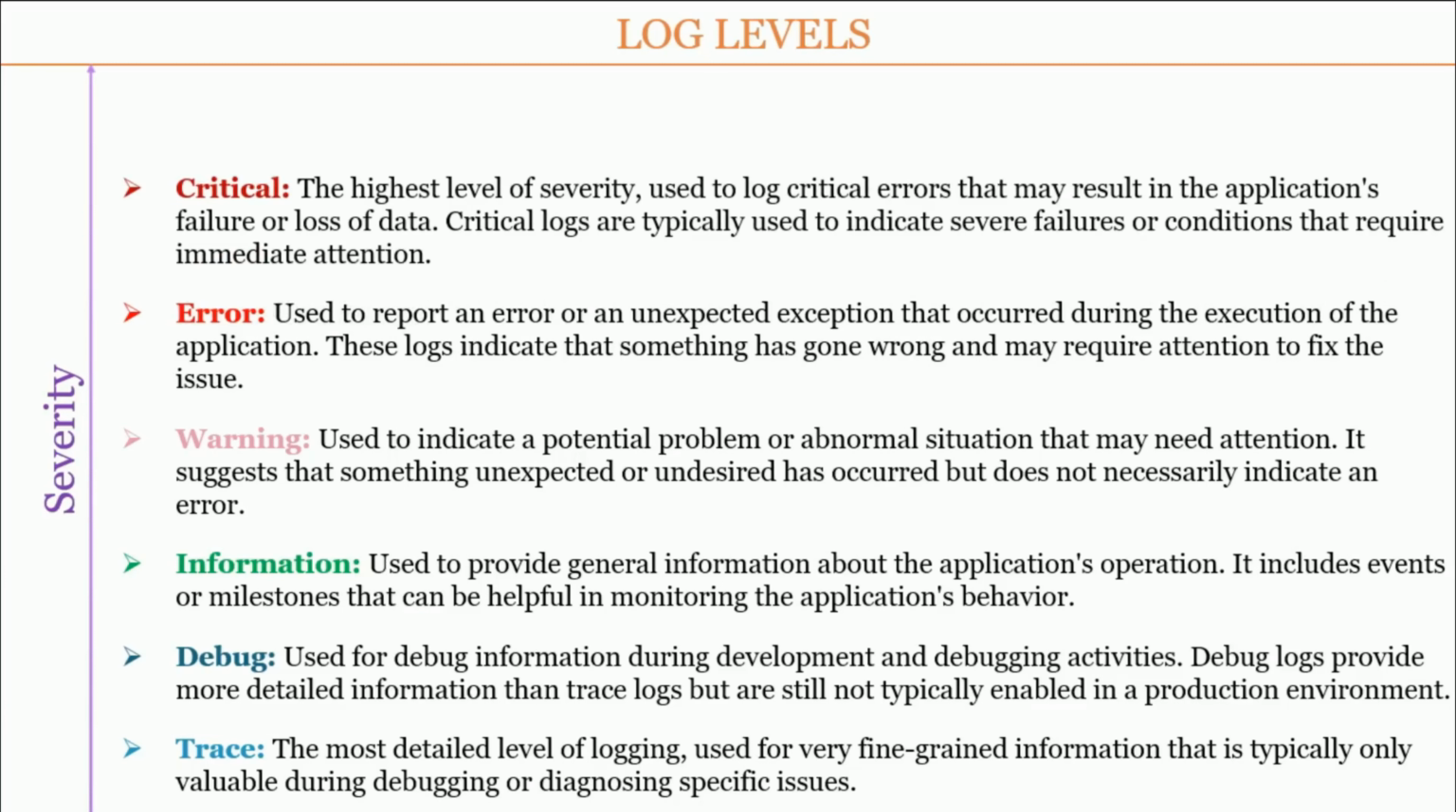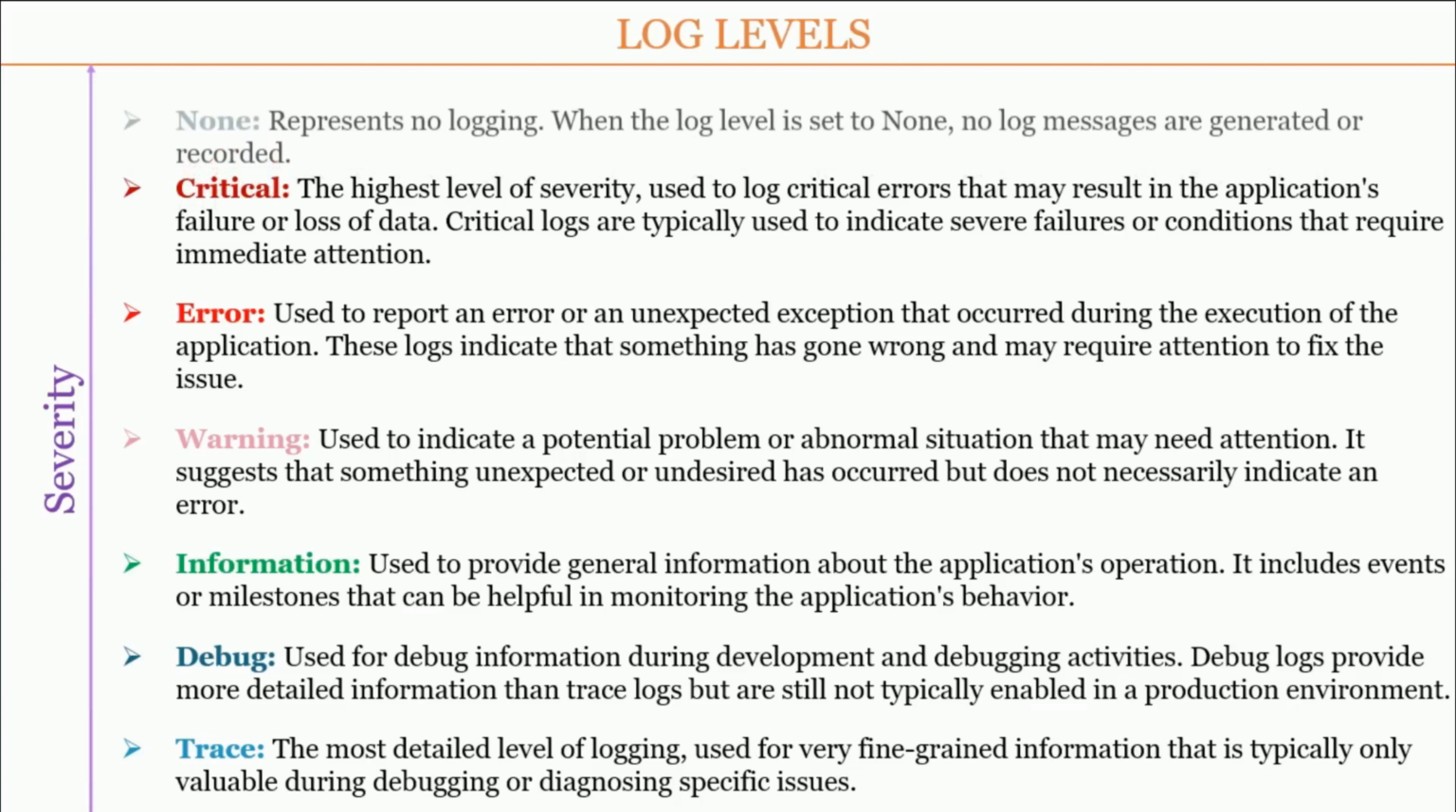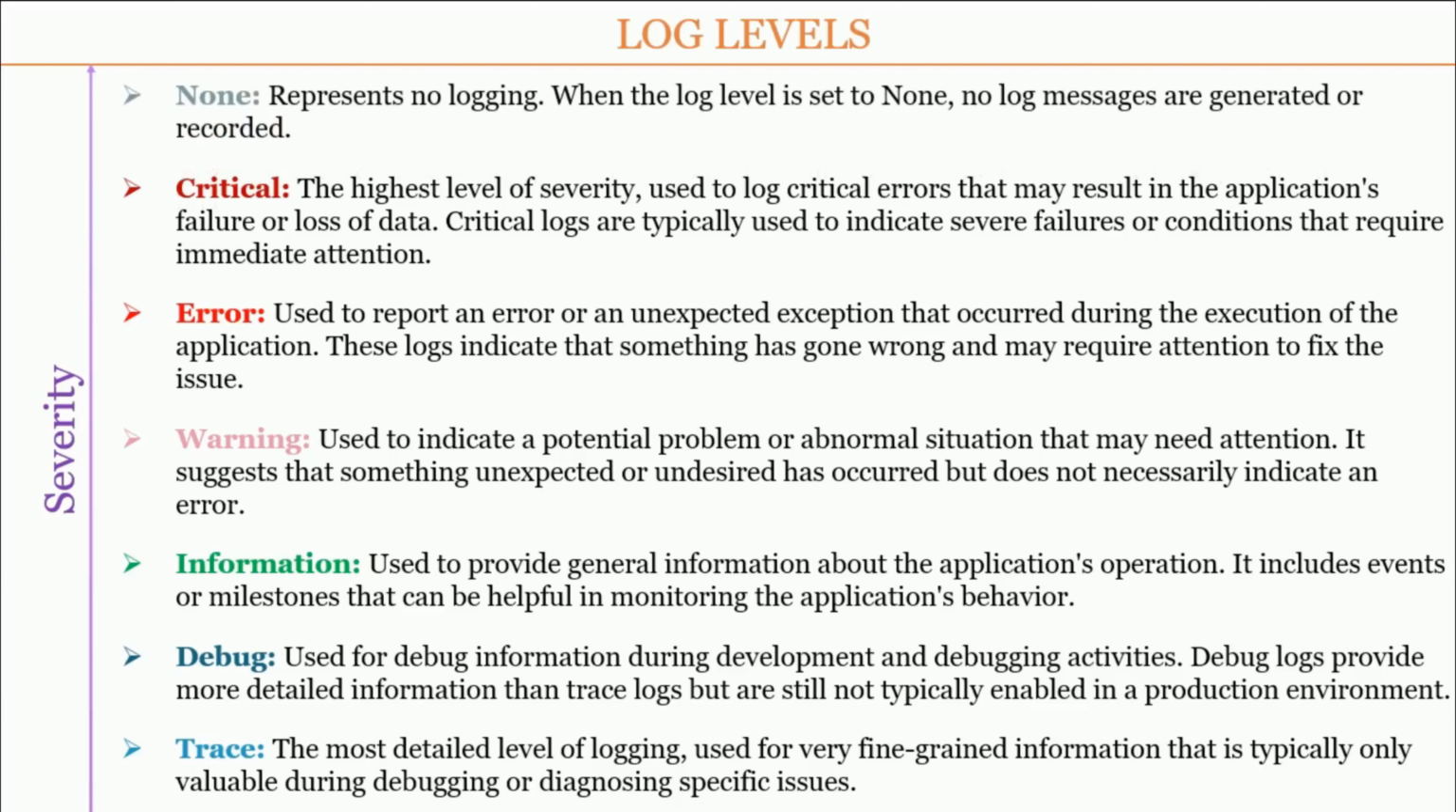Next is critical, the highest level of severity, used to log critical errors that may result in the application's failure or loss of data. Critical logs are typically used to indicate severe failures or conditions that require immediate attention. Finally, none represents no logging. When the log level is set to none, no log messages are generated or recorded. By configuring the log level, you can control which log messages are captured and stored based on their severity. This allows you to fine-tune the amount and type of information that is logged, depending on your needs and the deployment environment. Alright, enough theory.